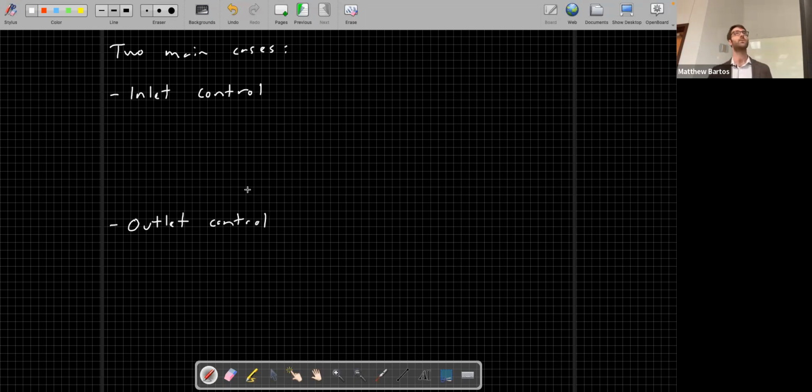Has anyone heard these terms before in terms of culvert design? Anyone heard the terms inlet control or outlet control? So these terms essentially refer to the design procedure that we need to follow in order to analyze the hydraulics in the culvert. And they depend on the geometry of the culvert and the hydraulic conditions.